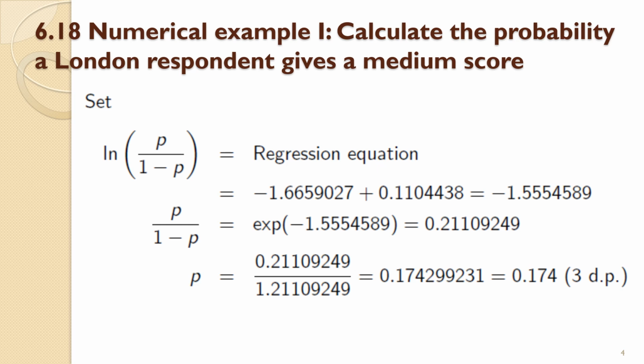So we're going to do this here, same calculation as you've seen before. So what you should get is that P over 1 minus P equals the exponential of the regression equation, and the probability equals the exponential of the regression equation over 1 plus the exponential of the regression equation. So it comes out as 0.174 in this case. Okay, so some extra practice of the hand calculations.